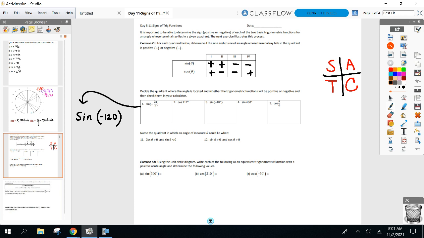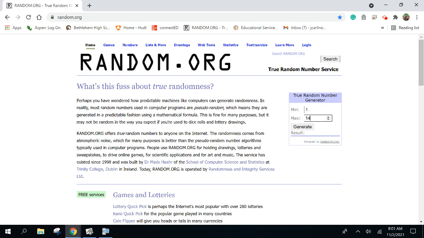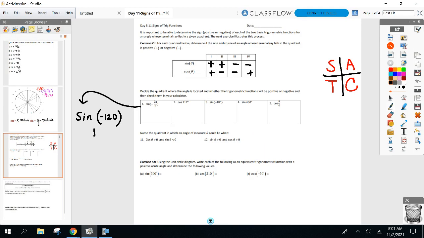Many of you could probably find the quadrant there, but you probably want to make it positive. It makes it easier to find the quadrant when it's positive. All right, let me start calling on people. How do I make negative 120 positive? Add 360. Negative 120 plus 360 is 240. Yep.